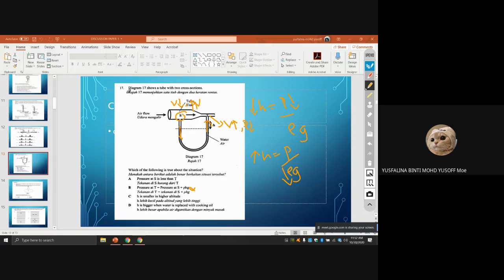Okay, number 17. Can you leave up? I will see the question first, number 17, because C and D, I think both are correct. Higher altitude, the density of air, pressure is lower. Pressure is lower, H is also lower.